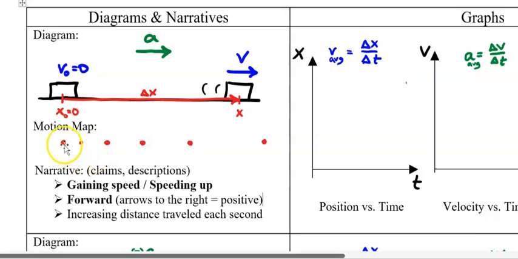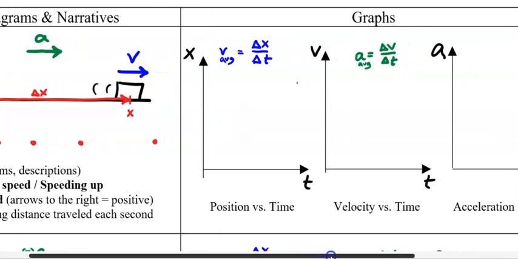Motion maps are going to show a dot at the center of the object at different 1 second time intervals. So this dot here on the far left would be where the center of the object is at time 0. And then this dot would represent where it is as a snapshot at time equals 1, and then time equals 2, and 3, and 4, etc. So you can see here the spacing between each second is going to increase, meaning it's increasing the distance that it travels each second. And that's one of the powers of a motion map, is it shows that.